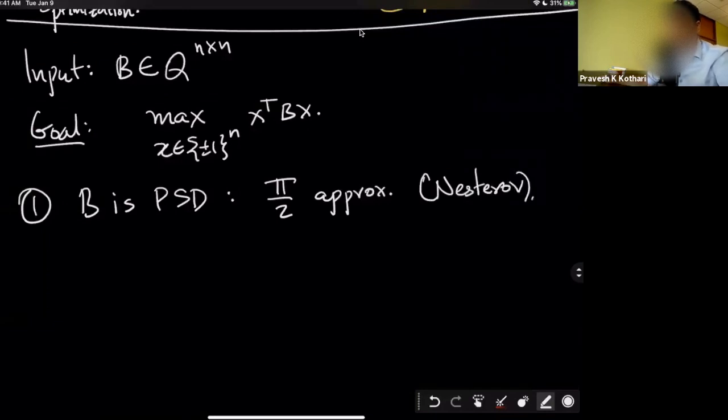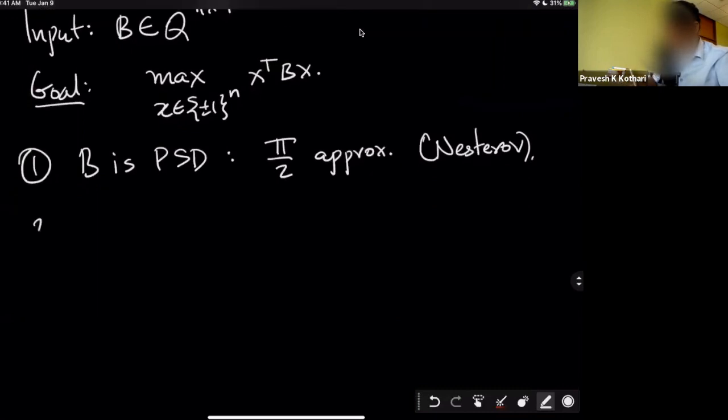So basically after Goemans and Williamson discovered this algorithm in '94, there was kind of an arms race between all the optimization biggies, and all these results basically came in swift flows. So Nesterov discovered the pi by 2 theorem. This result goes by the name of pi by 2 theorem, which we'll prove today.